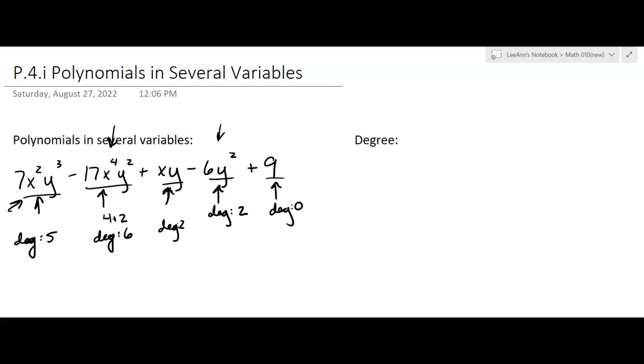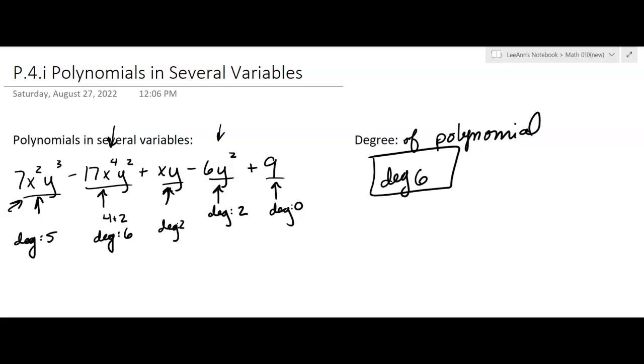So that's how you find the degree of a term if there's more than one variable. Now, how do you find the degree of the polynomial? So the degree of the polynomial, it's the highest one. Okay, so in this case, it would be degree 6 for the polynomial, because that's the highest one. And you could even have 2 terms have the same degree, but that doesn't come up a lot, but I do have to explain it.